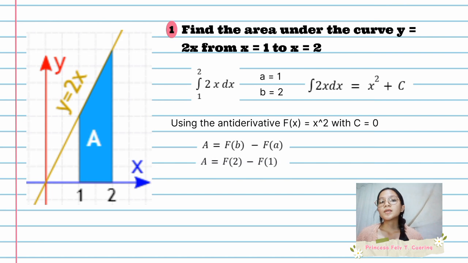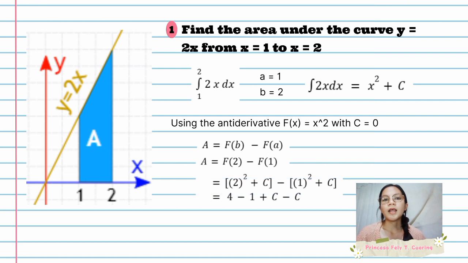To do that, we'll simply have to substitute the values of the limits, upper and lower, and get the difference of it. Now, substituting it will give us this, and evaluating further, we will have 4 minus 1 plus c minus c. Combining like terms, it will give us the following, which is our final answer, area equals 3 units squared.